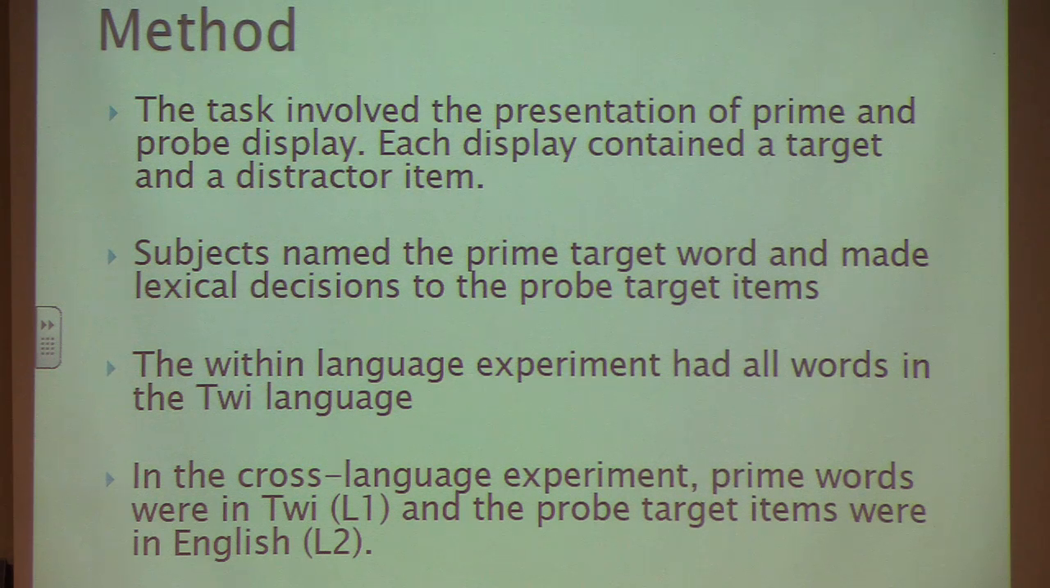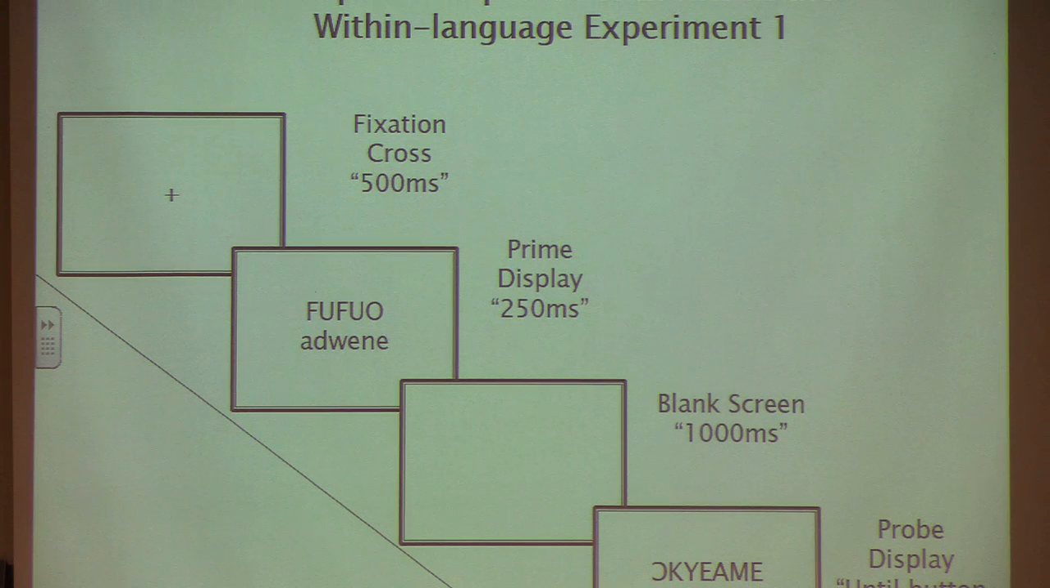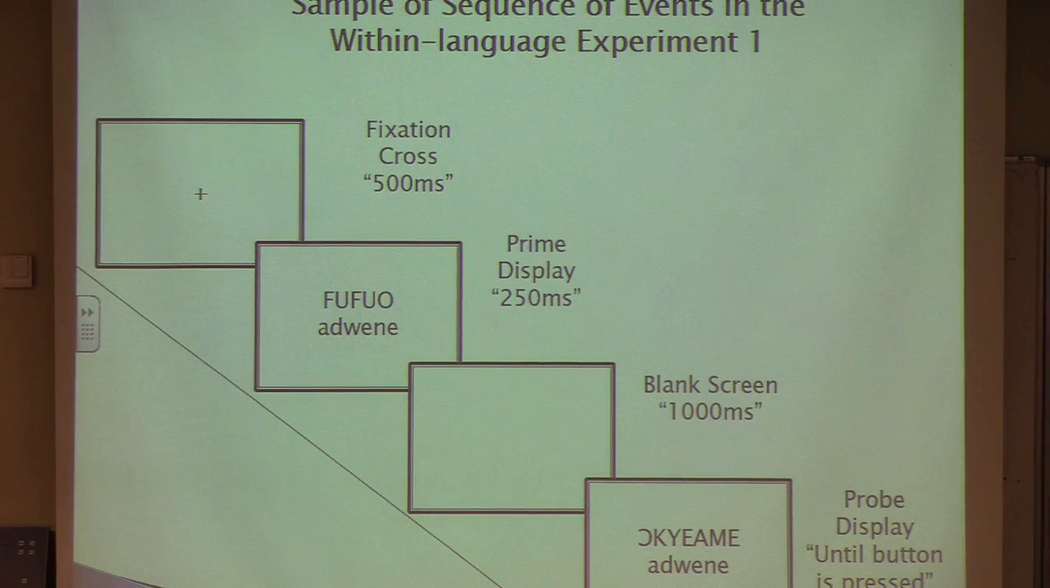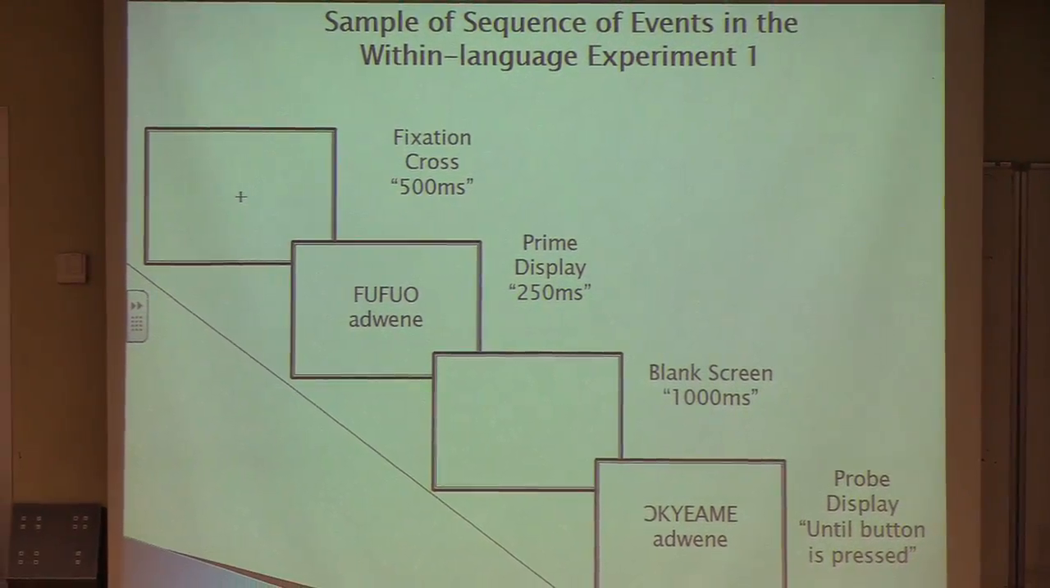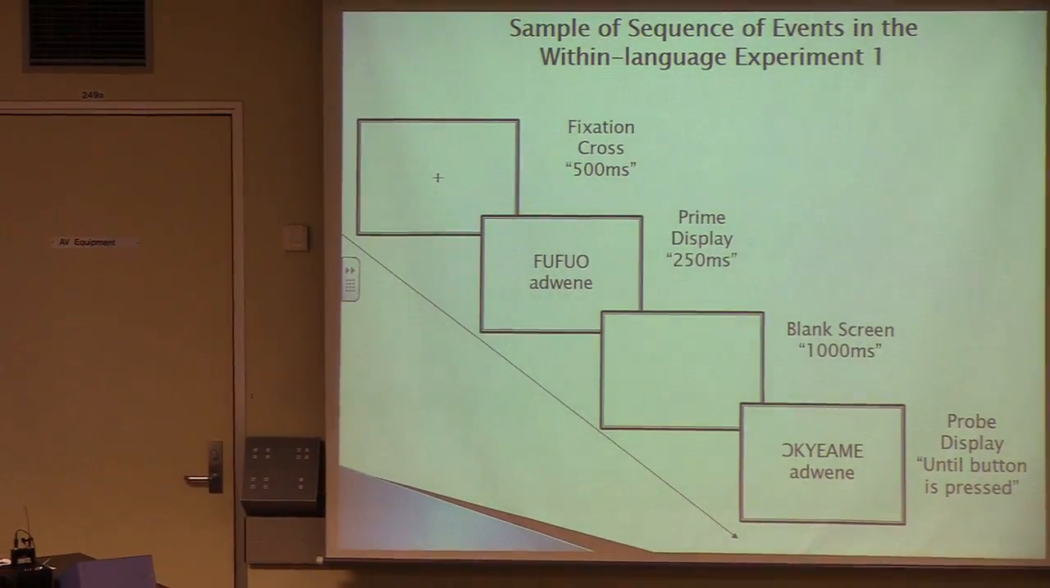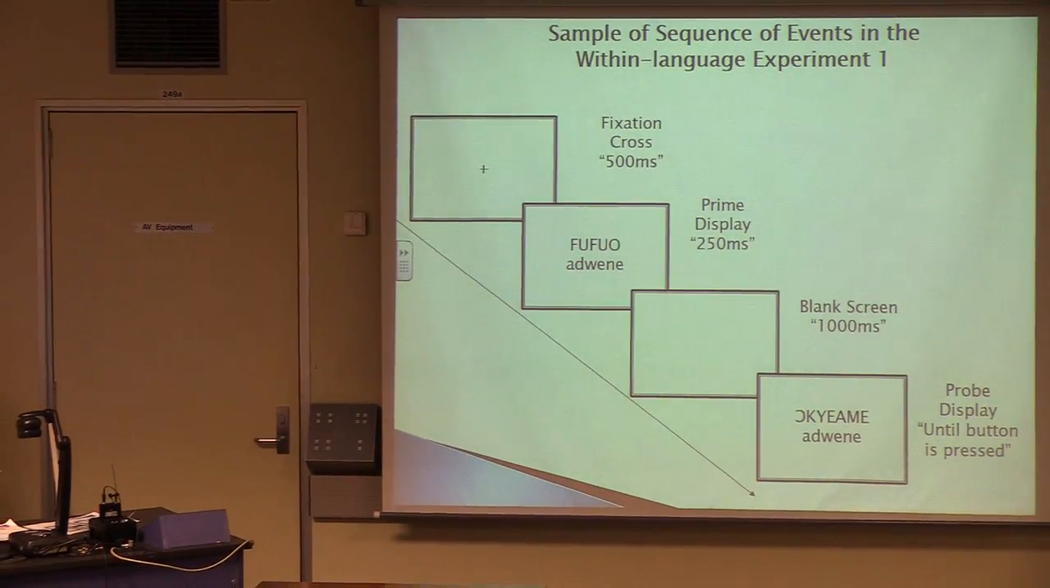So we always had a target and a distractor in the prime, and then the target and the distractor also in the probe. So the subject names the prime target word, and then in the subsequent trial, decides whether the word that follows is a real word or not. Actually, the first experiment I'm trying to present here was done in the Twi language, and I'll call it here a within language experiment. Within language means that all the words came from one language.